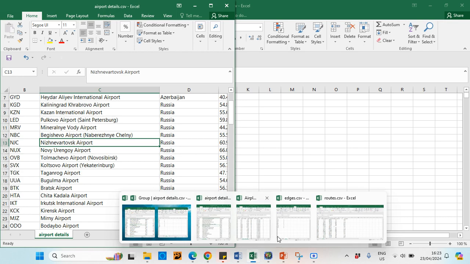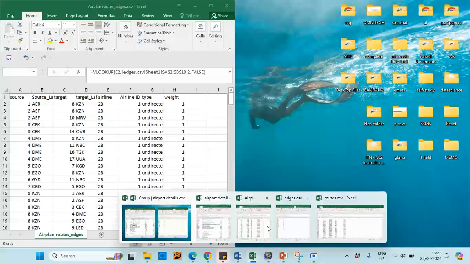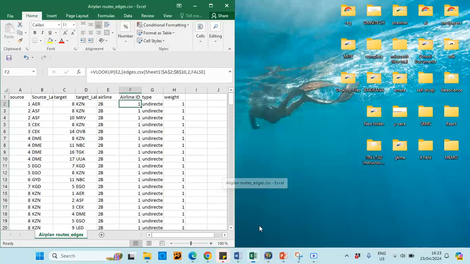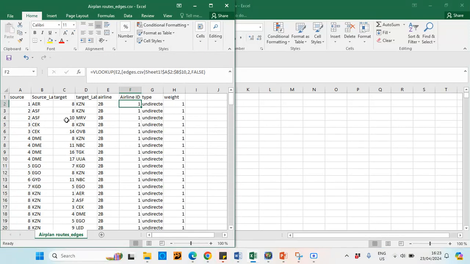And then for edges, I took the source, like in the original data set. I put the source, the target, the airline. I also gave the airline a unique ID, because there are some visualizations that require integers or doubles. So I also had to give these airlines these unique IDs. So that's about the data set.